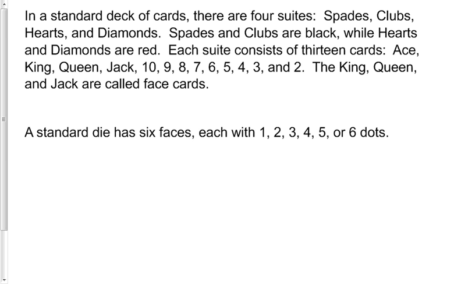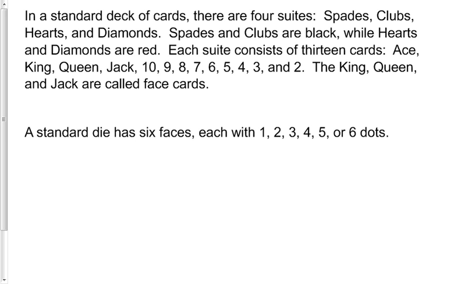The standard deck of cards has 4 suits: spades, clubs, hearts, and diamonds. The suits are broken down into 13 cards: the ace, king, queen, jack, and then the numbers 2 through 10. The king, queen, and jack are what we call the face cards. A standard die is just a regular die that you're used to using in most games, with 6 sides with either 1, 2, 3, 4, 5, or 6 dots on the sides.